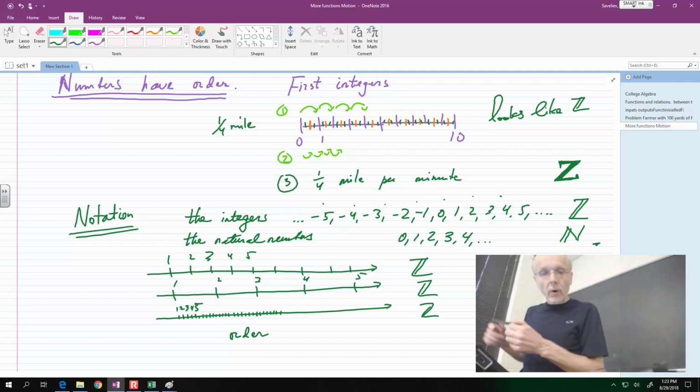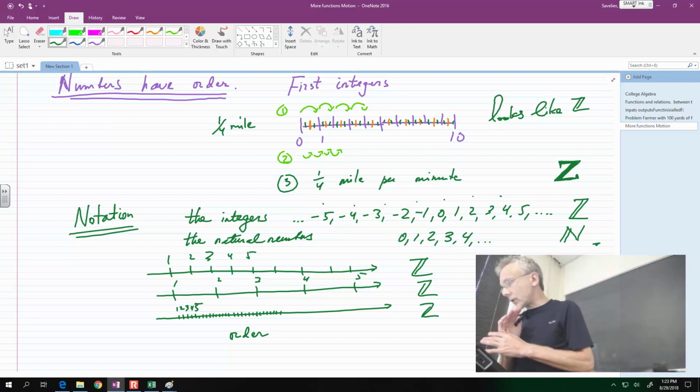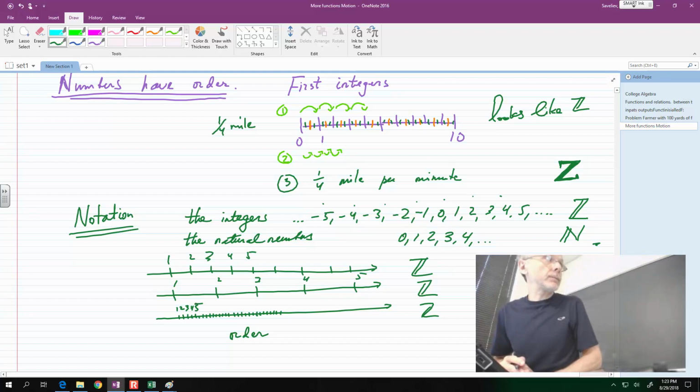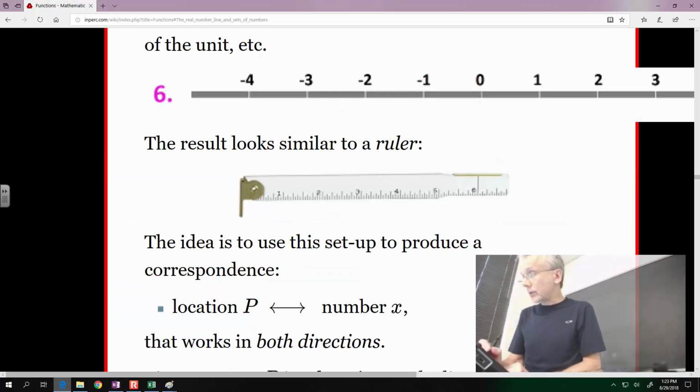So now we are moving towards visualization, and we're going to visualize numbers on a straight line like this. In a way, we already have done that, but let's review this one more time. So here it is.